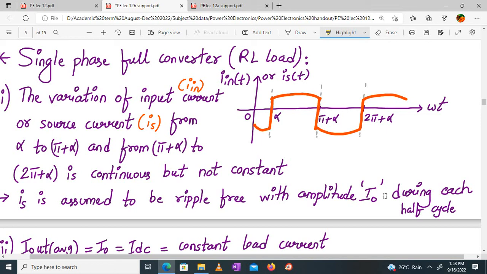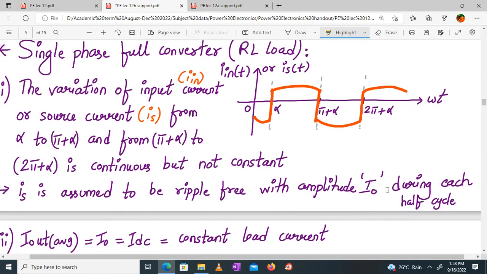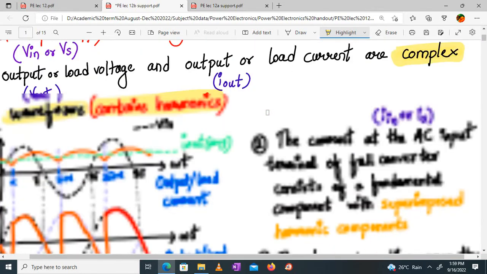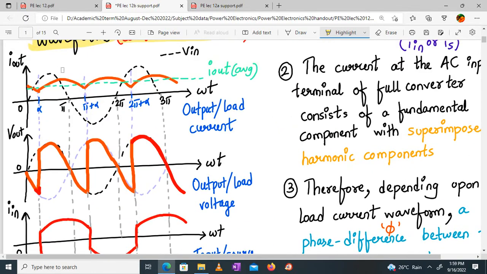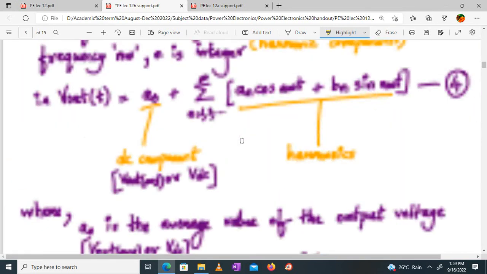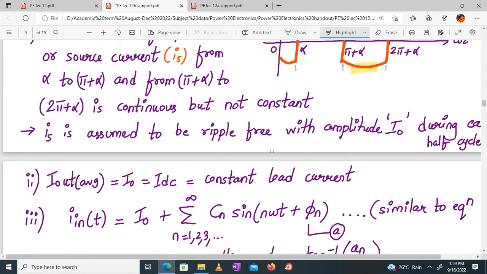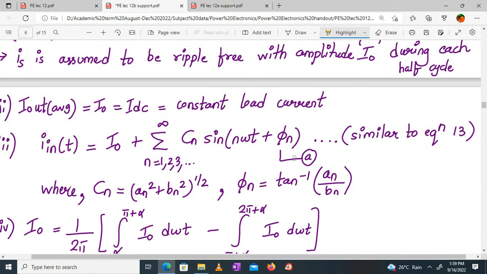We are analyzing input current. Is this clear? And how is this I naught? I said its value has a positive peak here and a negative peak over here, the same as this. This peak and this peak are the same. That's what I meant. I naught is equal to I out average or IDC, which is a constant load current. We assume a constant load current. This is what it is.